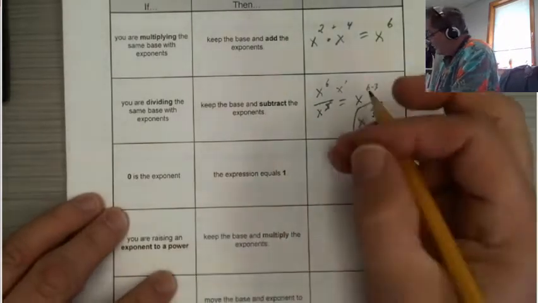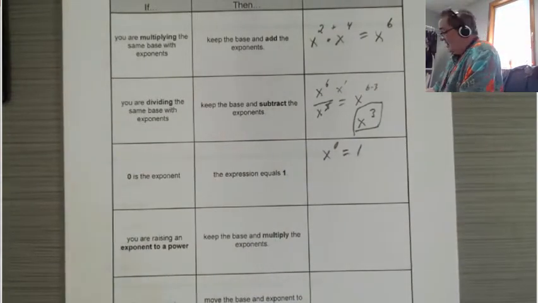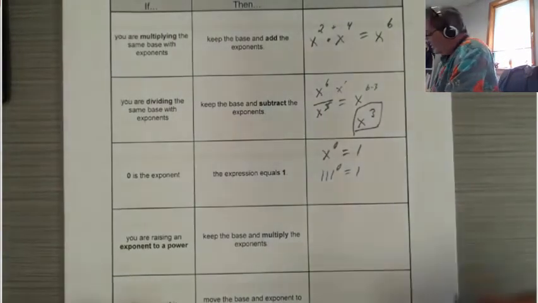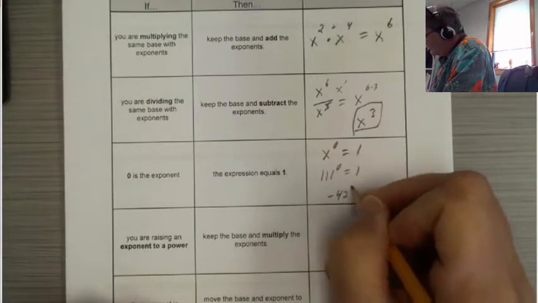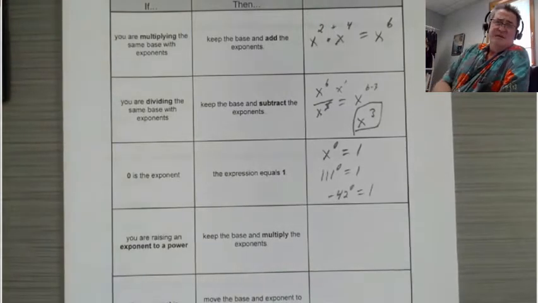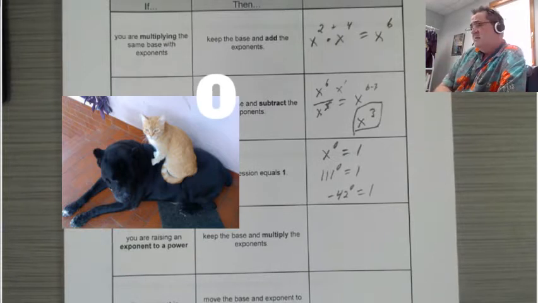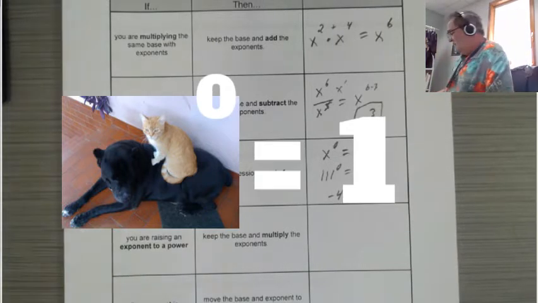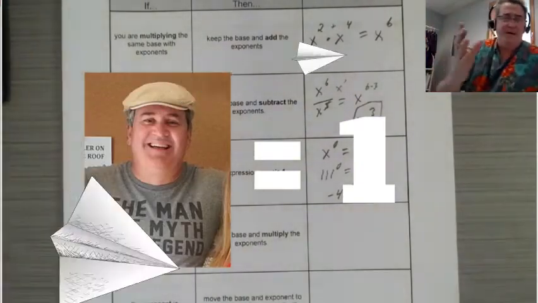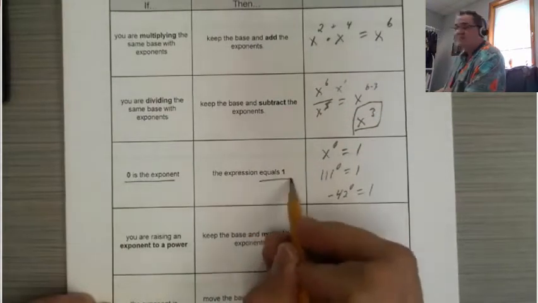Okay, how about if 0 is the exponent? Then it equals 1. So if it's x to the 0, it equals 1. If it's 111 to the power of 0, it equals 1. If it is negative 42 to the power of 0, it equals 1. If it is a cat standing on top of a dog to the power of 0, it equals 1. If it's Mr. Brock to the power of 0, it equals 1. Anything to the power of 0 equals 1. So if 0 is the exponent, it equals 1 every time.